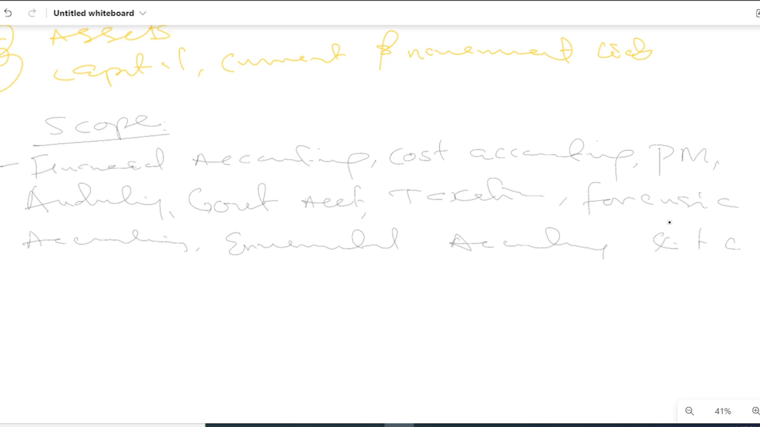Under this, you see, under accounting we have so many fields. If you like, you can decide to become financial accountant, cost accountant, auditor, tax expert, forensic accountant. There are many, so you can choose what you want to become.